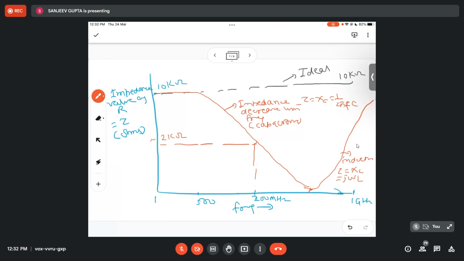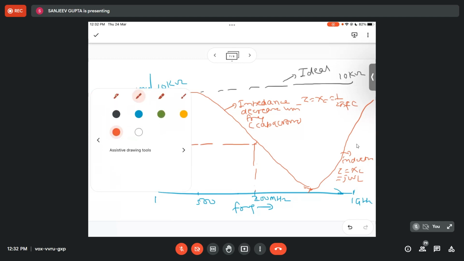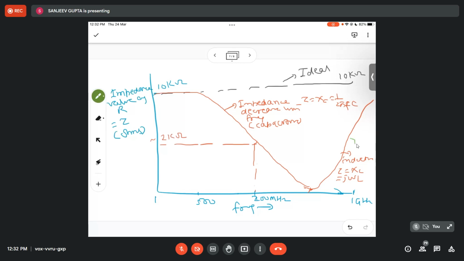So can you imagine, today we are in this region. Nearly we are working in this region, that is 1 gigahertz and beyond, or something like a few megahertz to 1 gigahertz. Now, that is a serious problem.